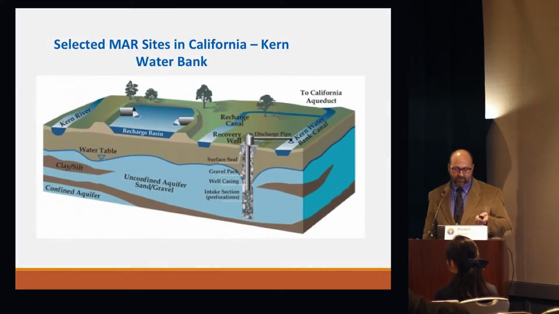And this is a conceptual picture of what they do there. You can see the Kern Canal, the Kern River, the aqueduct. They get the water in the ground, and then they have hundreds of recovery wells that get the water into canals and the aqueduct for buyers downstream.